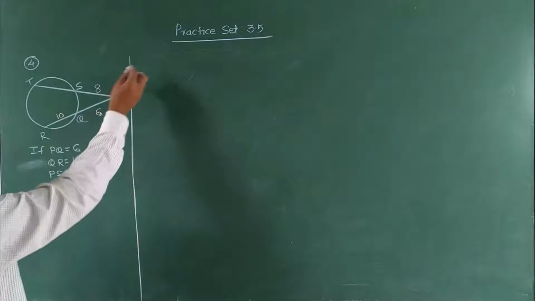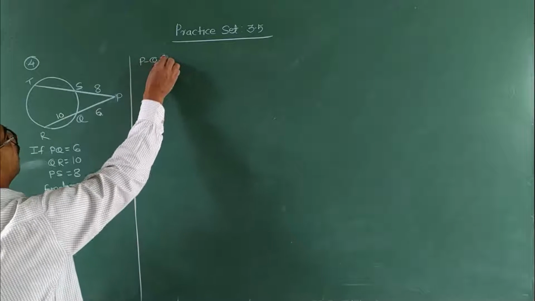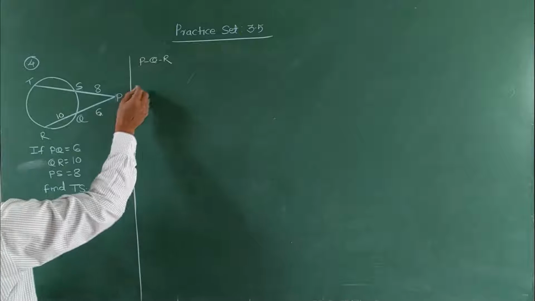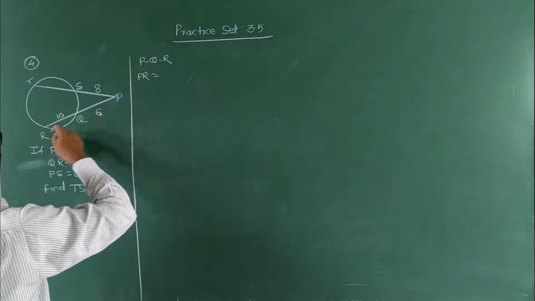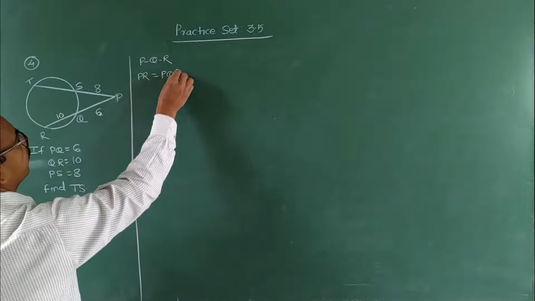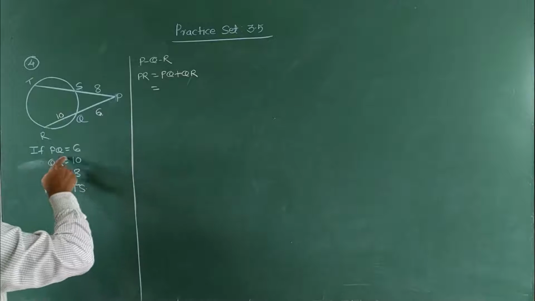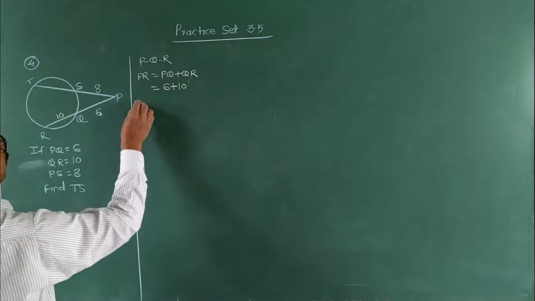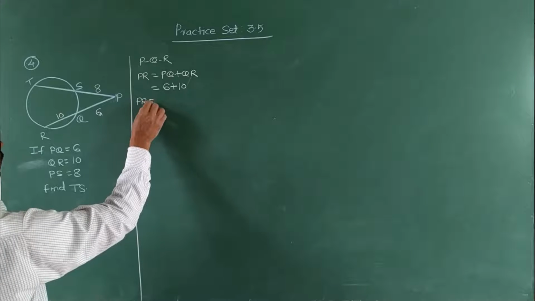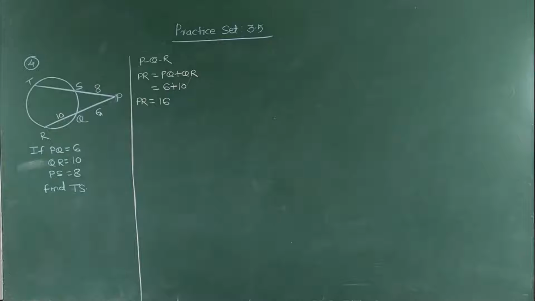So here P, Q and R are collinear points. So we can write PR is equal to PQ plus QR, and we have PQ equal to 6 and QR equal to 10. So PR will be equal to 16. We have PR equal to 16. Now we can solve this example.